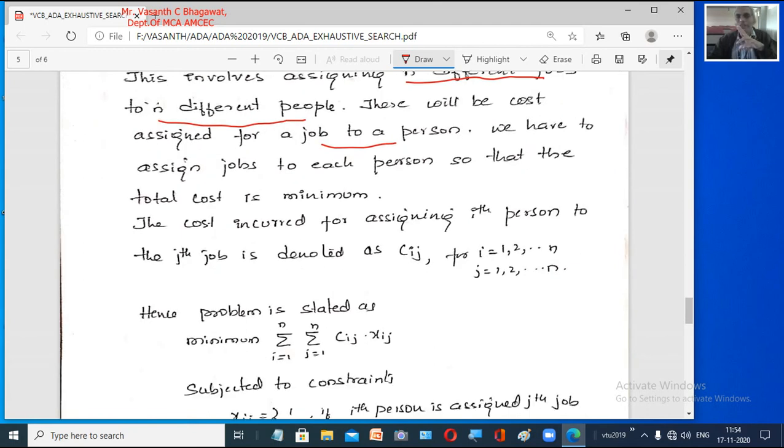So the cost incurred for assigning the ith person to the jth job is denoted as Cij. We define this in a matrix form. So what is the cost incurred? When you are assigning an ith person to some jth job, how much time he takes, that is denoted as Cij, right? Where i is the person and j is the job. So for i equal to 1 to n, j equal to 1 to n. So totally you have got n jobs and n persons available.